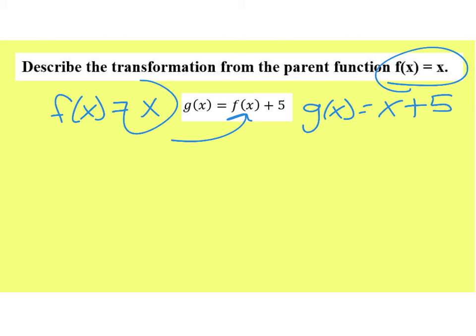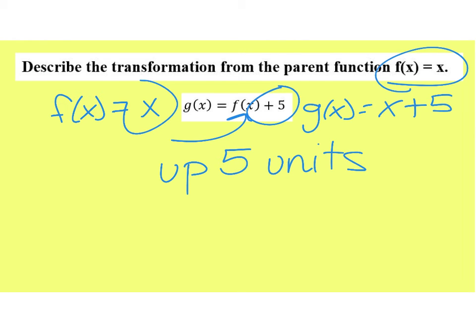Okay, so what is the change? The change is this plus 5. Do you agree? Yes? It's outside the parentheses. So it's vertical. So we're talking about up and down. It's exactly what you think is going to happen. So if it's a plus 5, what do you think is going to happen? Very good. Up 5 units.